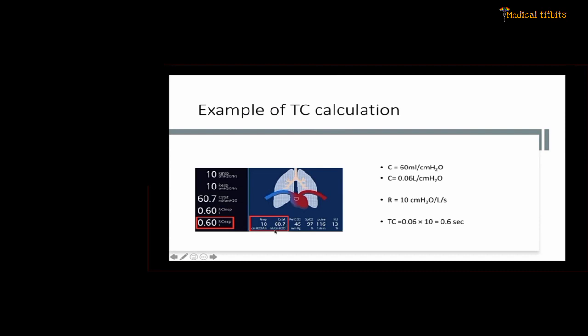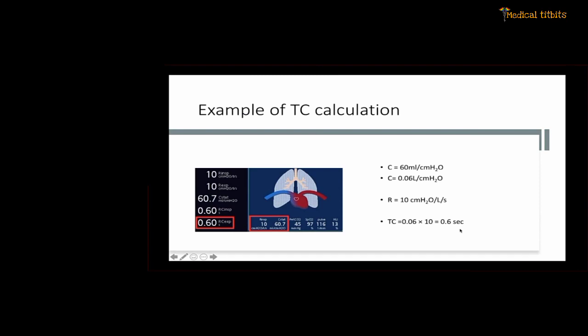Here the compliance is in mLs per centimeters of water. So compliance is 60 ml per centimeters of water, but resistance is in liters per second. So you need to convert this into liters. Okay. So the compliance here is 0.06 liters per centimeters of water. Resistance is 10. So the time constant comes to 0.6.